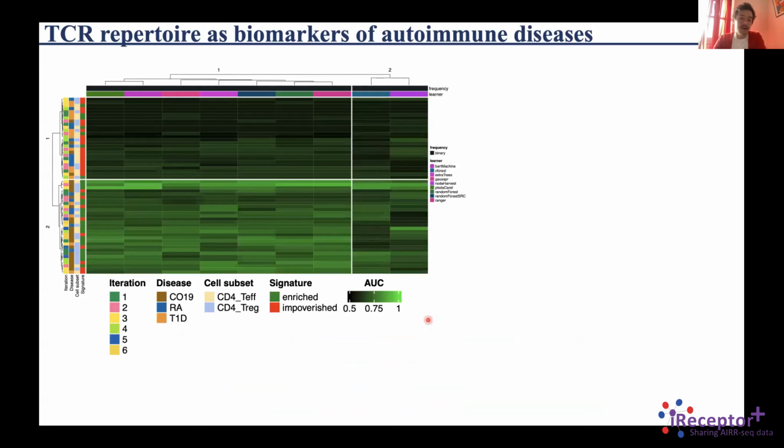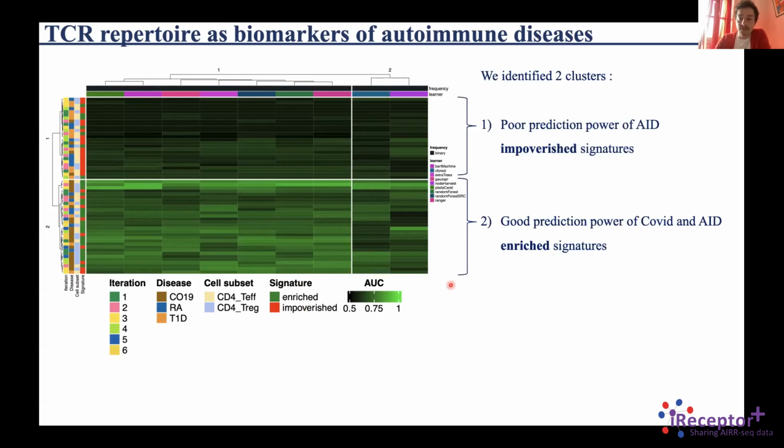And here you have this heat map that represents the area under the curve of each prediction. You have in column the different types of learner, and in row you have the different conditions. First, the iteration. Here you have also the disease. We added COVID-19 as a positive control to evaluate if we are able to classify also when we separate the two cell subsets. We have the effector T cell and the regulatory T cells, and the interesting part is the signature. So we have in green the enriched signature, and in red the impoverished signature.